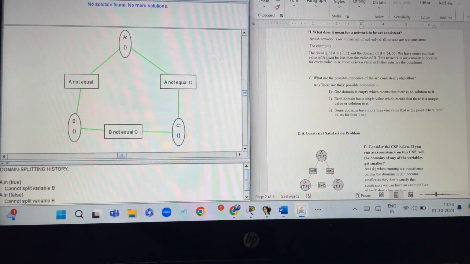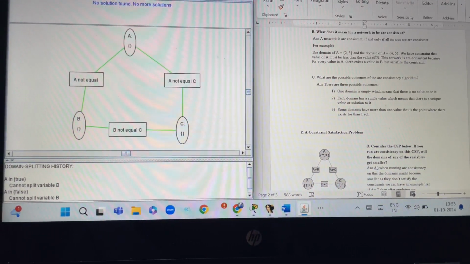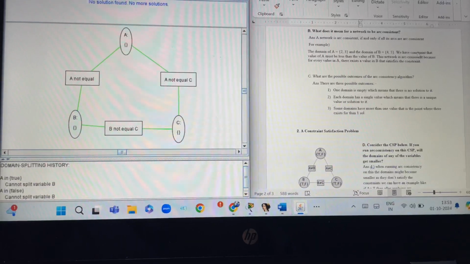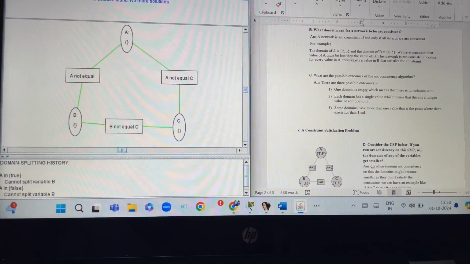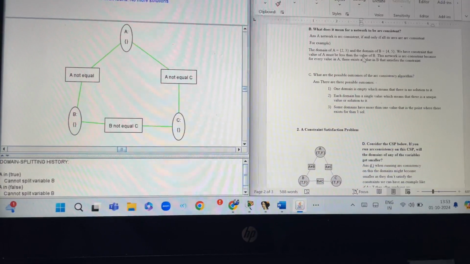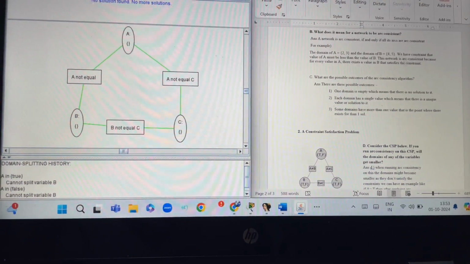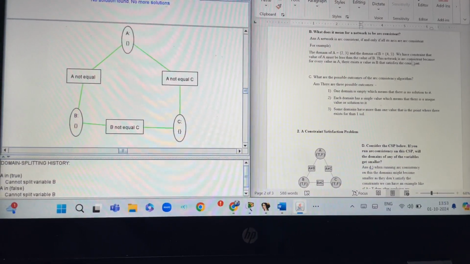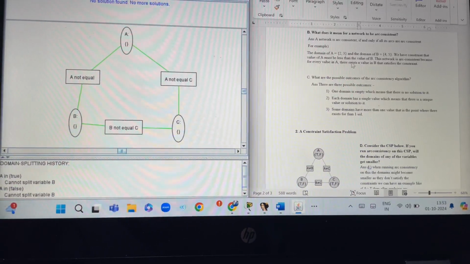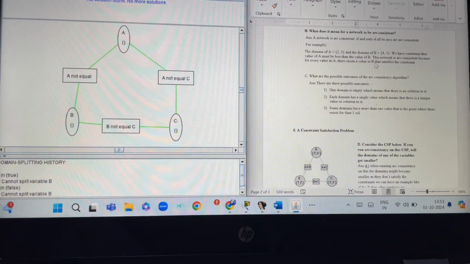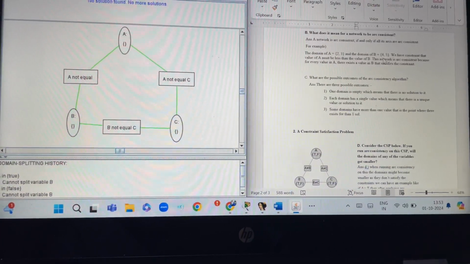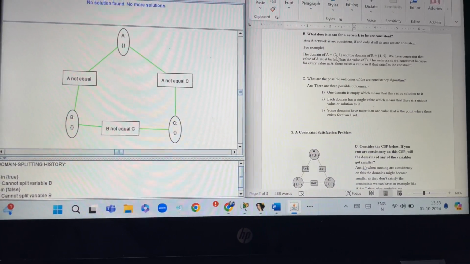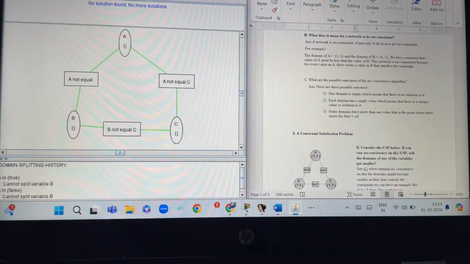For example, we have domain of A that is 2 and 3 and domain of B that is 4 and 5. So we put a constraint like A must be less than B. So the network is arc consistent, since for every value in A there exists a value in B that satisfies this, right? Because 2 is less than 4 and 3 is less than 5, and simultaneously 2 is less than 5 and 3 is less than 4.